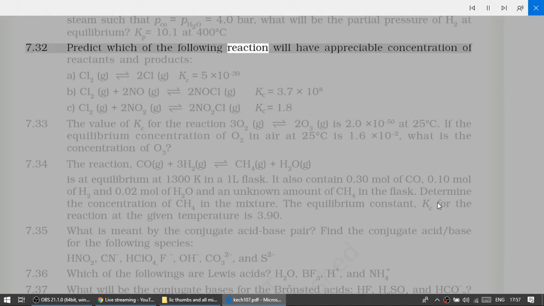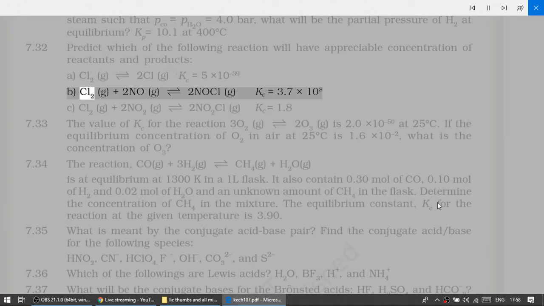7.32. Predict which of the following reactions will have appreciable concentration of reactants and products: A. Cl2(g) ⇌ 2Cl(g), Kc = 5 × 10^-39. B. Cl2(g) + 2NO(g) ⇌ 2NOCl(g), Kc = 3.7 × 10^8. C. Cl2(g) + 2NO2(g) ⇌ 2NO2Cl(g), Kc = 1.8.